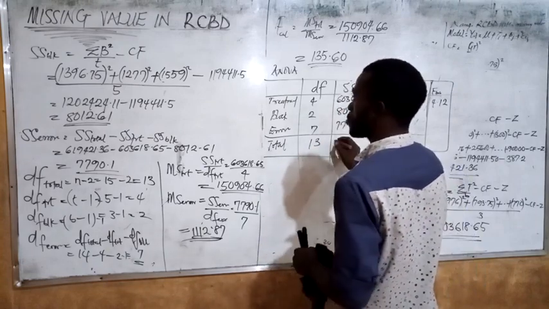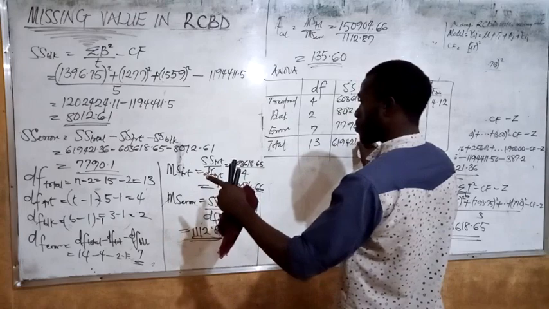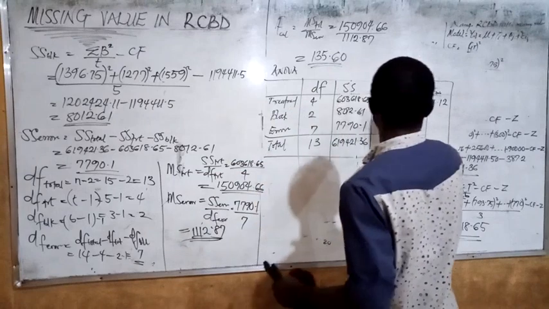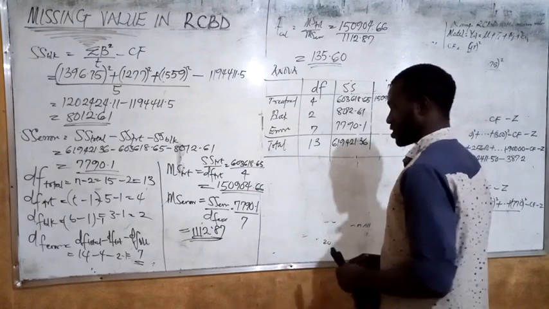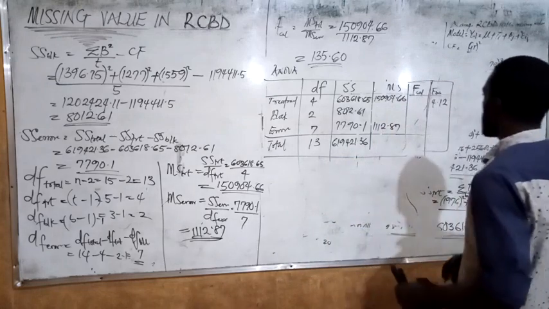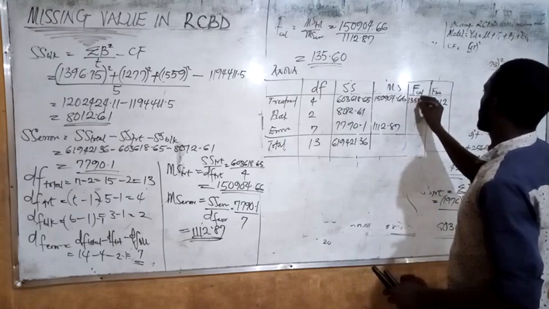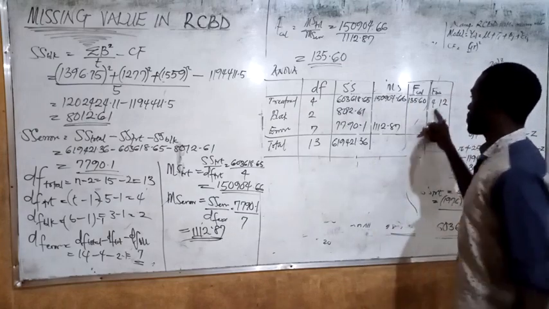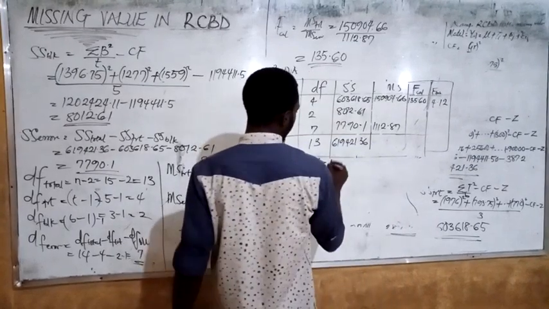In our MS, for the treatment we got 150904.66, and for the error we got 1112.87. Alright, so then our F cal was 135.60. Seeing a value like this already, you even know that F cal will be greater than F tab. So from here, we know that F cal is greater than F tab.